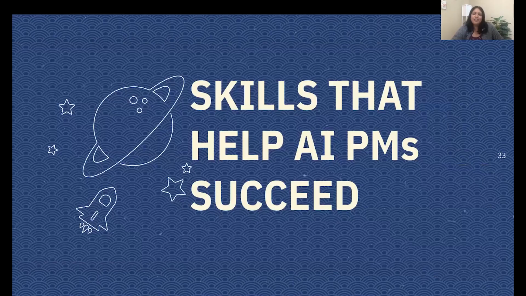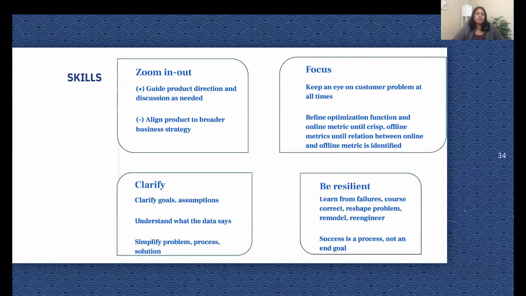The next thing that I cover, this is kind of the last part of my presentation, which is the skills which I think help AI PMs succeed. First thing, ability to zoom in, zoom out to guide product direction and discussion as needed with your technical stakeholders. Zoom in to align product to broader business strategy, focus, keep an eye on customer problem at all times. Like you'll get into so many decisions and meetings where people will say, oh, I don't have data, oh, I need to do this for the sake of science. Keep in mind what is the customer problem that you're trying to solve at all times.